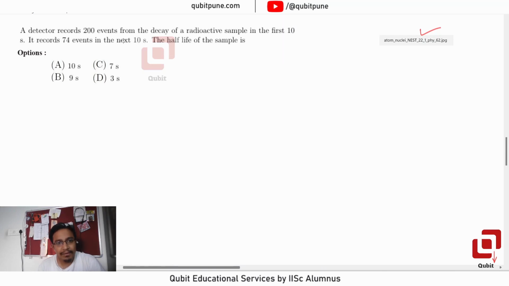So 200 events from the decay basically means if the original number is n0, after 10 seconds the number of nuclei is n0 minus 200. Okay, and then in the next 10 seconds there are 74 more nuclei which got decayed. Suppose we assume that n0 is the original number of nuclei at t equal to 0. Okay, what can we write from the first statement?